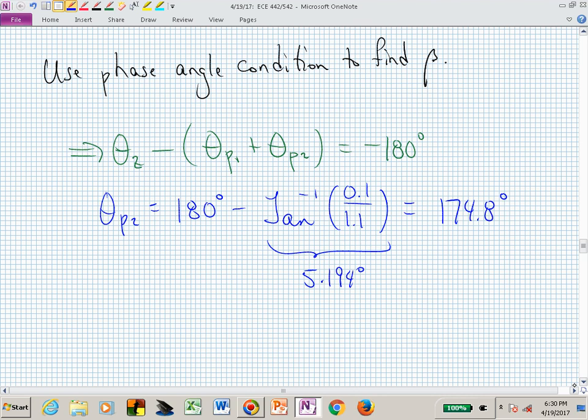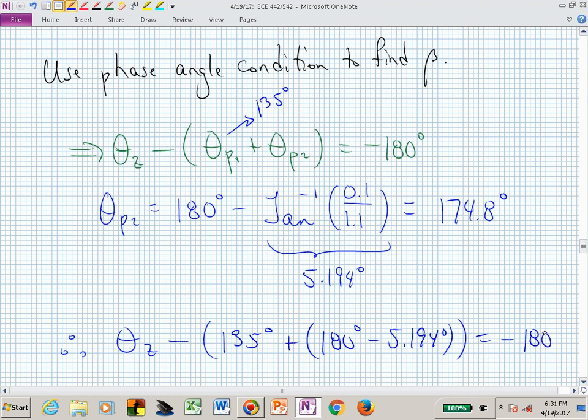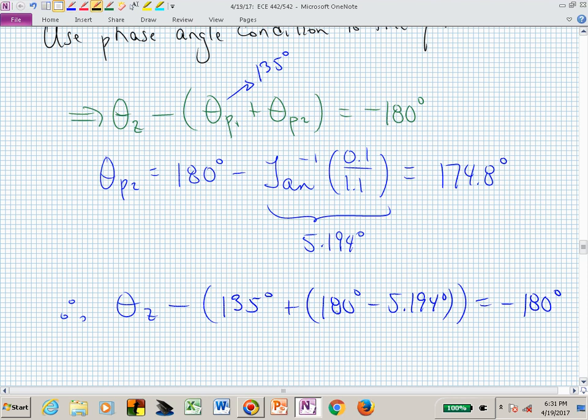And we know theta P1 was 135 degrees. The only unknown which we can now solve for is theta sub z. Theta sub z is now, or maybe I won't say equal, let me just keep it the way it was. It's minus 135 plus 180 minus 5.194 equal minus 180. So that this is actually a minus 180. That cancels that minus. Question?